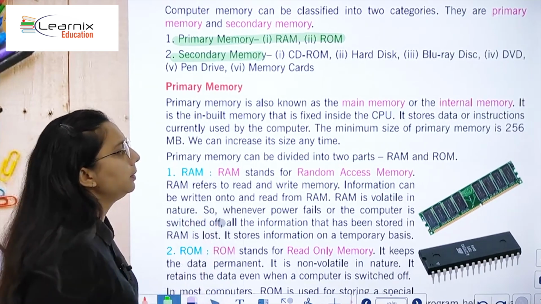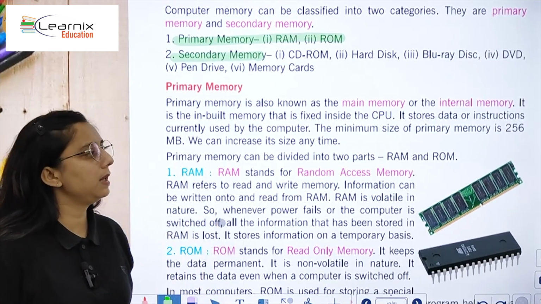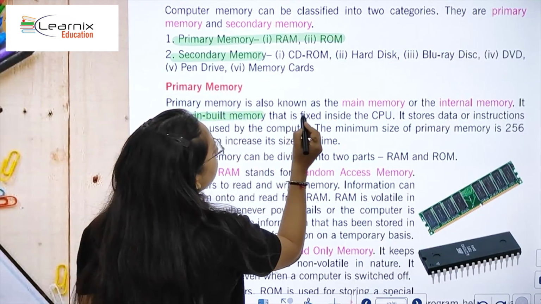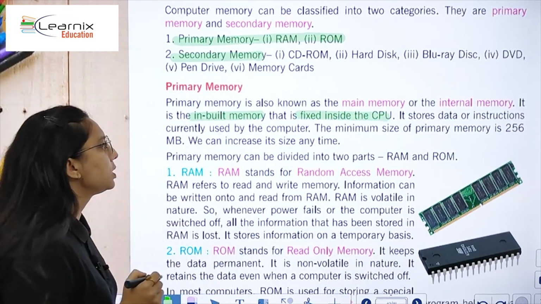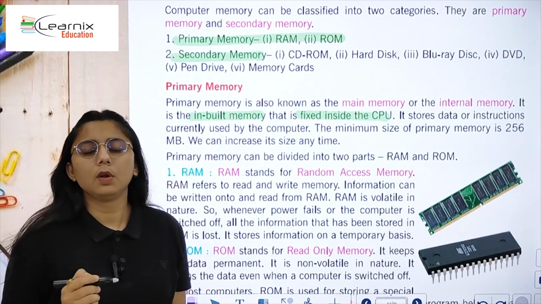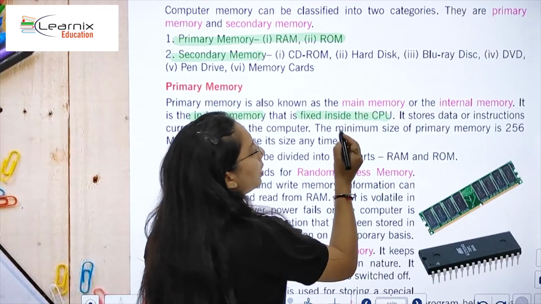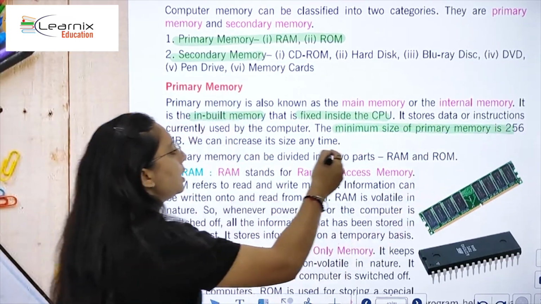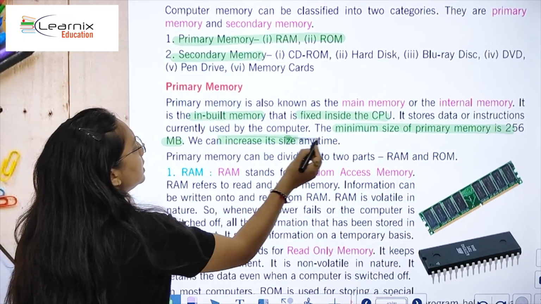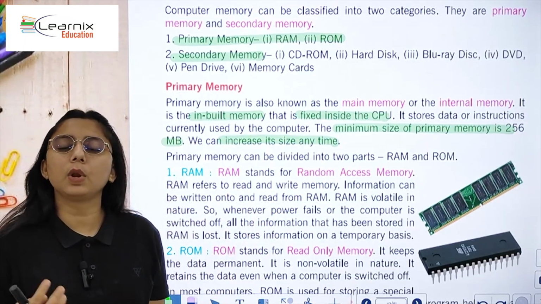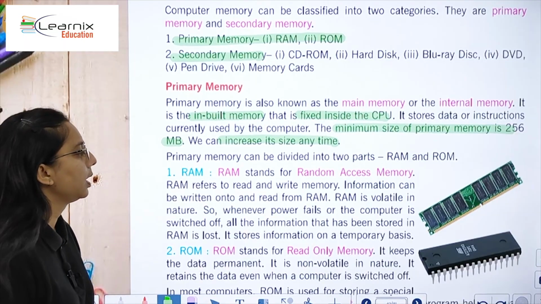First is primary memory, which is also known as main memory and internal memory. It is inbuilt memory that is fixed inside the CPU. It stores data and instructions currently used by the computer. The minimum size of primary memory is 5 to 6 MB. We can increase its size anytime, whenever we want to.